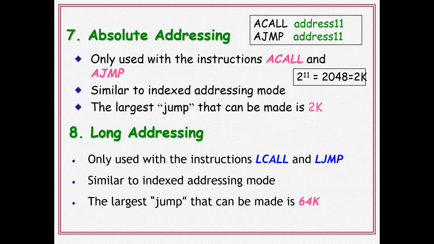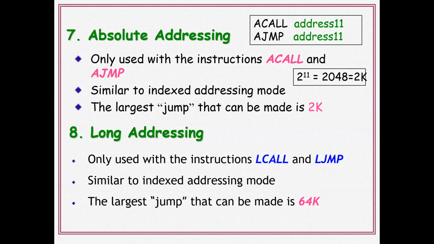It is only used with the instructions ACALL and AJMP. So this absolute addressing mode is only used with the instructions absolute call and absolute jump. Similar to indexed addressing mode, the largest jump that can be made is 2K, because the length of the absolute address is 2 power 11. That indicates that an 11-bit address is supported. So 2 power 11 is 2048, that is 2K supported.